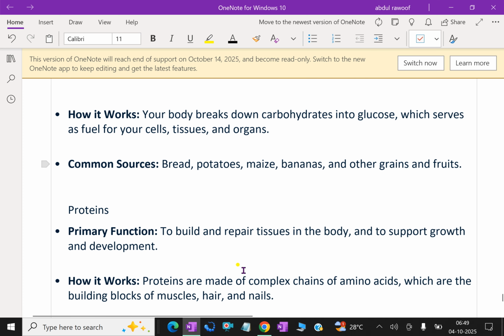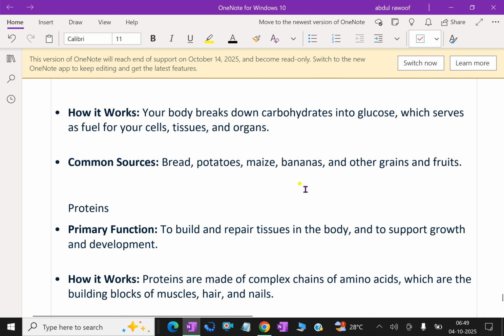How does it work? Your body breaks down carbohydrates into glucose, which serves as fuel for your cells, tissues, and organs. Common sources: bread, potatoes, maize, bananas, rice, and other grains and fruits.